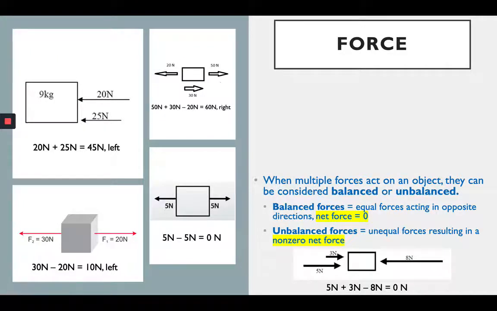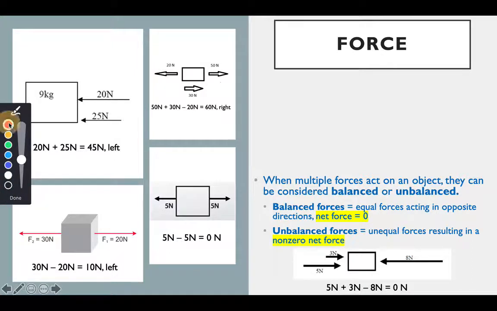When we have multiple forces acting on an object, we can either consider them to be balanced or unbalanced. We will have a balanced system when we have equal forces acting in opposite directions, which result in a net force of 0. And that's what we're seeing here in this example with this box, right? We have equal forces of 5 newtons on both sides, both pulling in opposite directions, and that results with a net force of 0 when we work out the calculation. Same thing with this guy down here too.